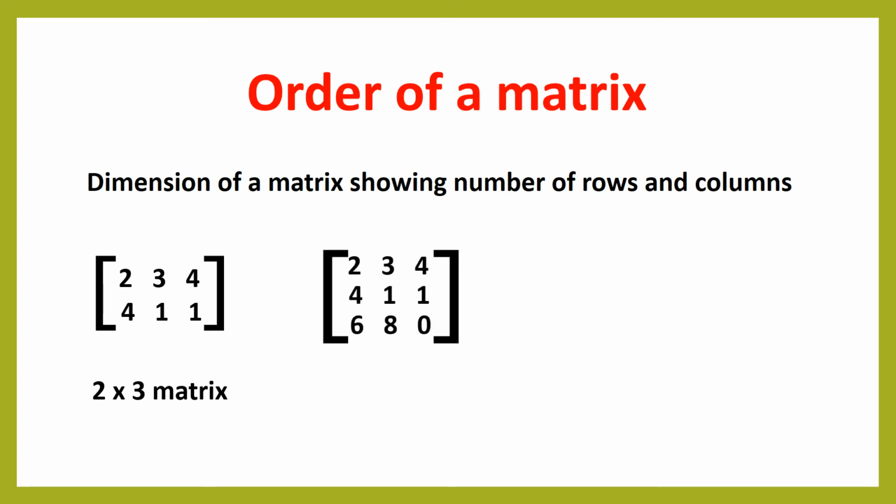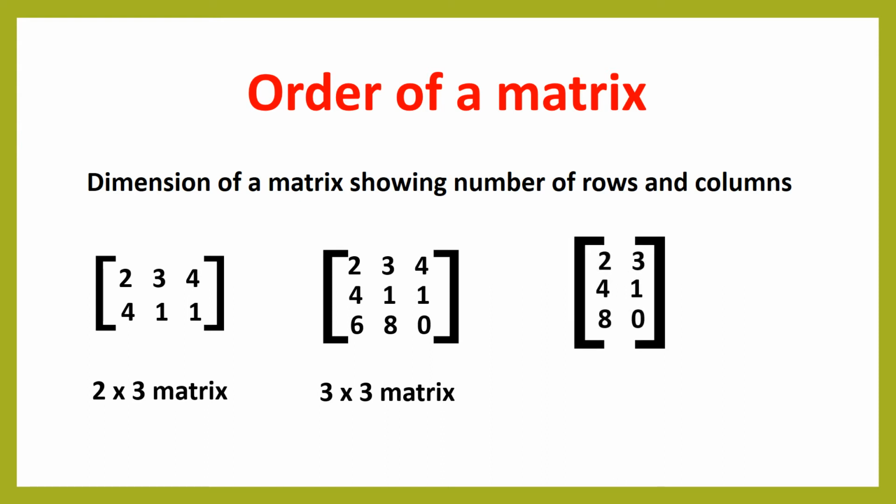And let us take another example. This is a matrix with 3 rows and 3 columns. So, it will be a 3 by 3 matrix and that is written as 3 × 3. And another example. Here there are 3 rows and 2 columns. So, this matrix can be called a 3 by 2 matrix. That is how we call a matrix based on its order. So, order is the number of rows and columns of a matrix.